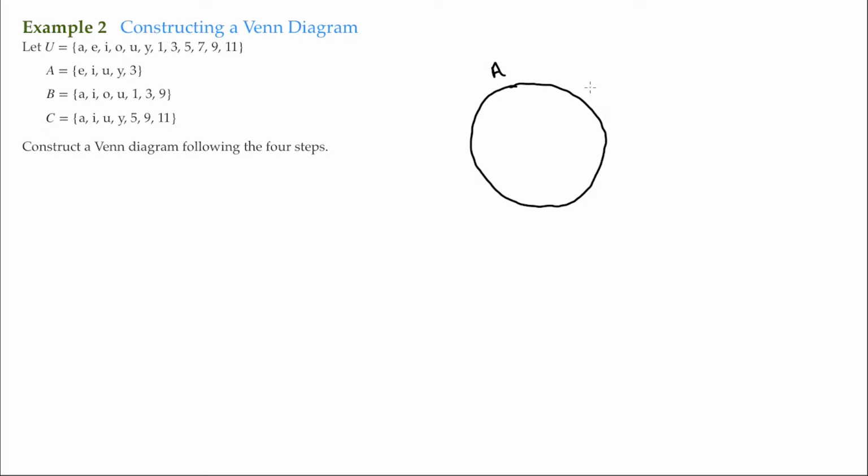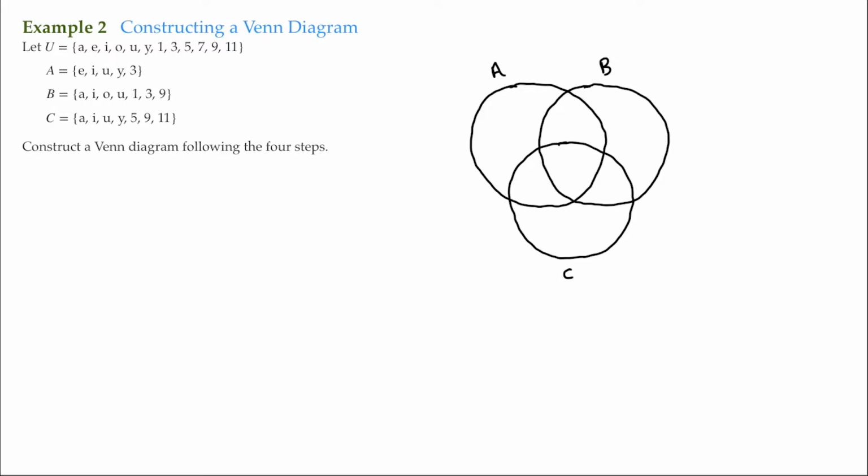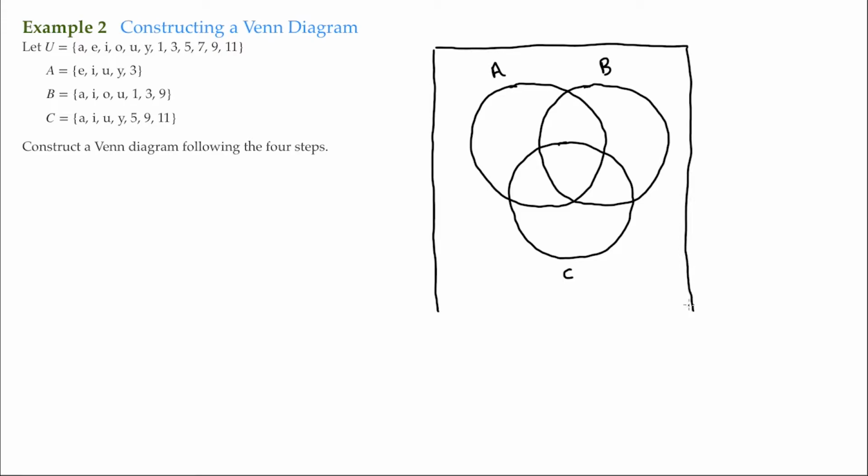Then, of course, we're going to make set B, and they're going to overlap. And the reason they overlap is because some elements in A are also in B, and some elements in B are also in A. And then we just continue that. Here's C. Now, these three subsets sit inside the universal set. So we pretty much describe the universal set using some sort of rectangle that encloses these three subsets. And then we could just label that as the universal set, U.